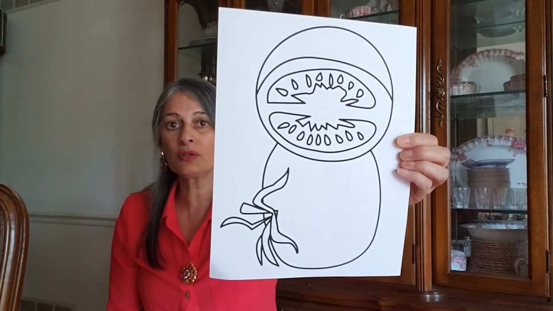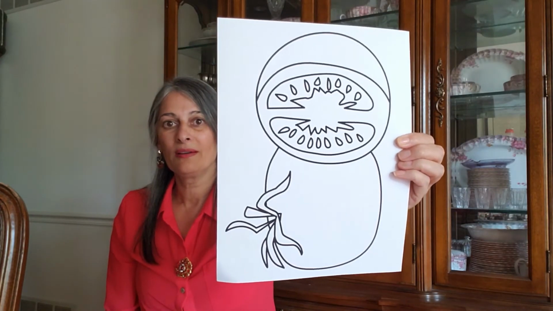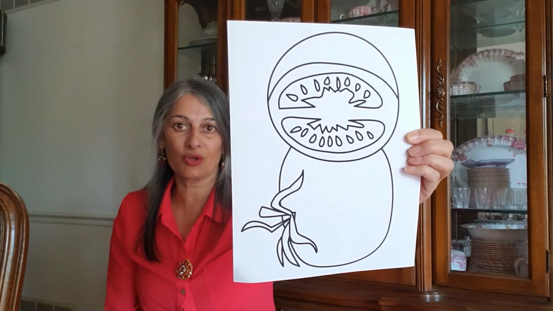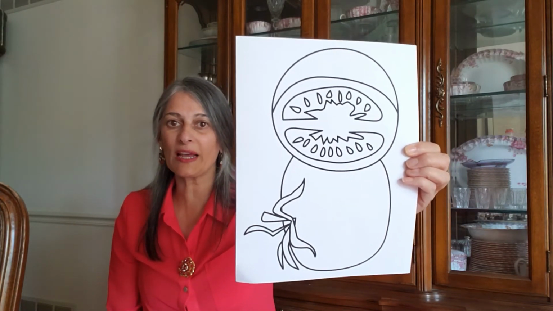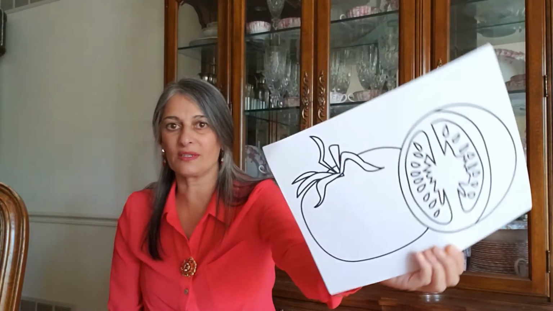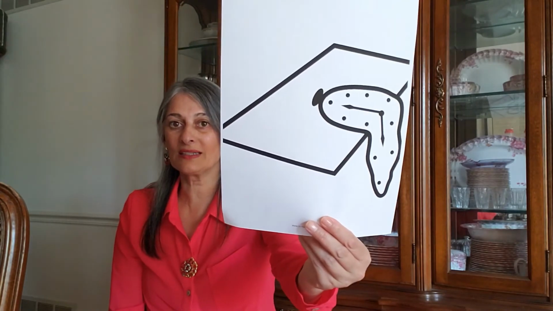Here is a picture of fruit. You see a tomato, and I'm not sure if it's a kiwi or an orange. So it almost looks like a person, right? But it's not a person. Here's a melting clock on a table. So you can choose what you want to paint or color. You can choose whatever you want.